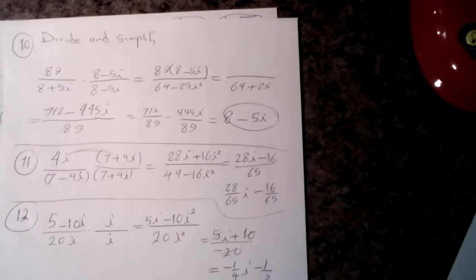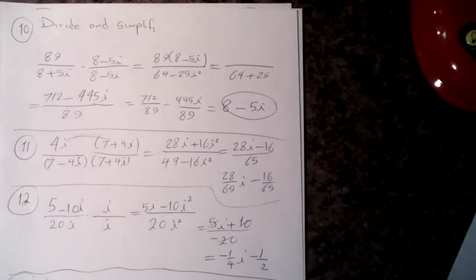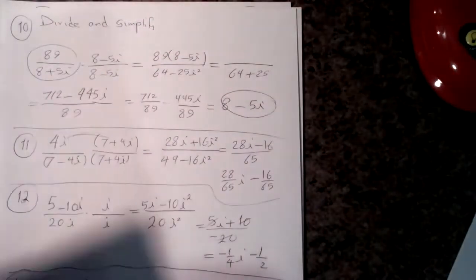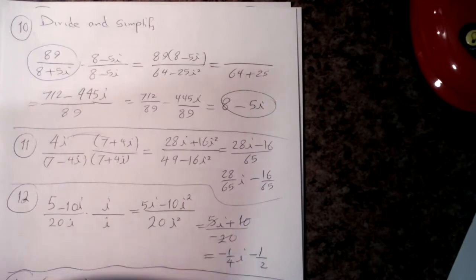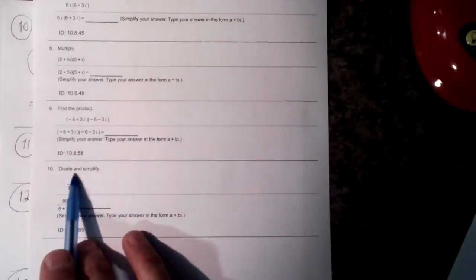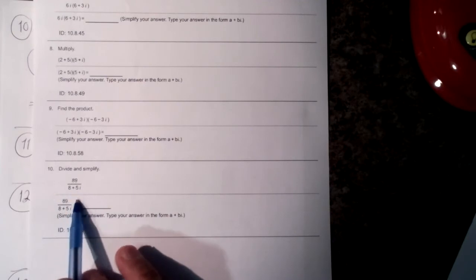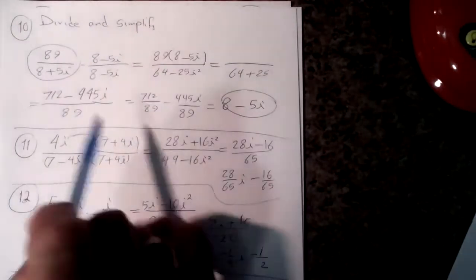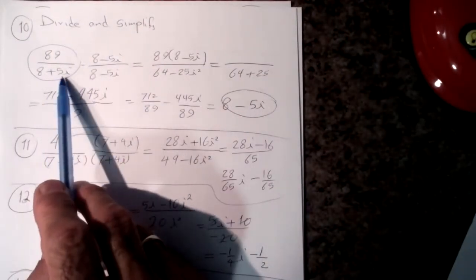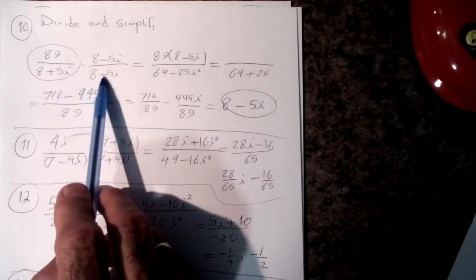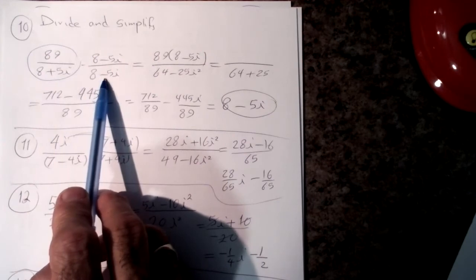Now, when we ask you to divide and simplify, this is the equations. Number 10. See number 10? It said divide and simplify. This is your original one: 89 over 8 plus 5i. This is very similar to rationalizing the denominator. You don't want to have i at the denominator. So what do you do? Multiply by the same one with the opposite sign, the conjugate, remember?